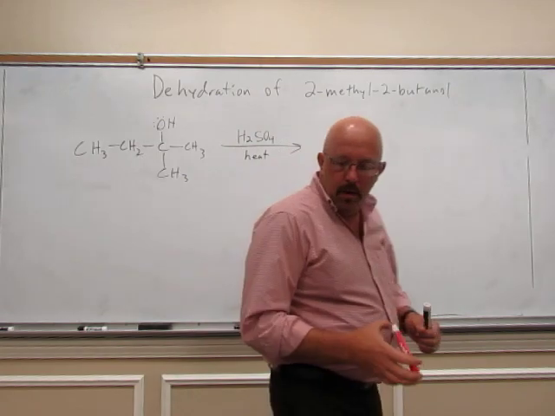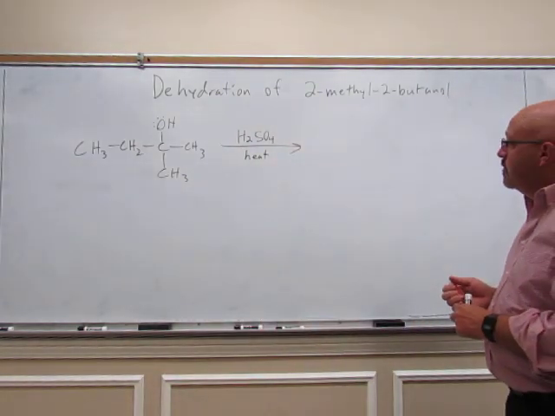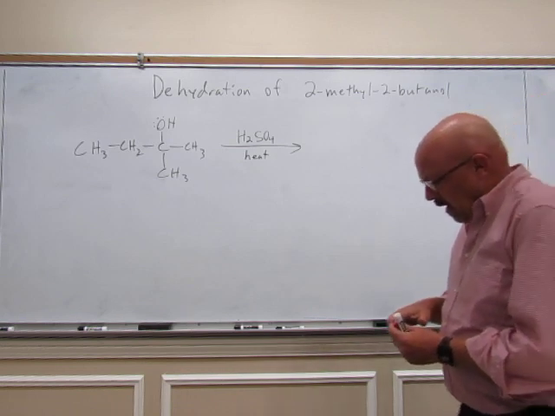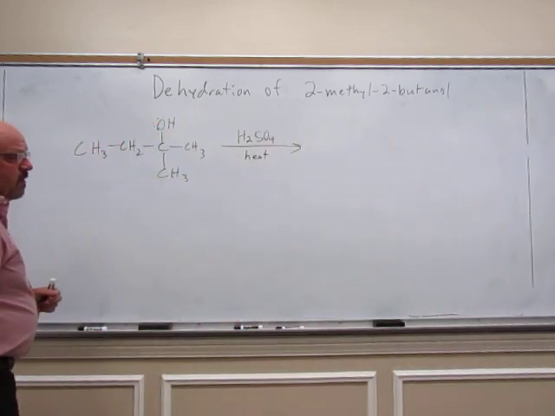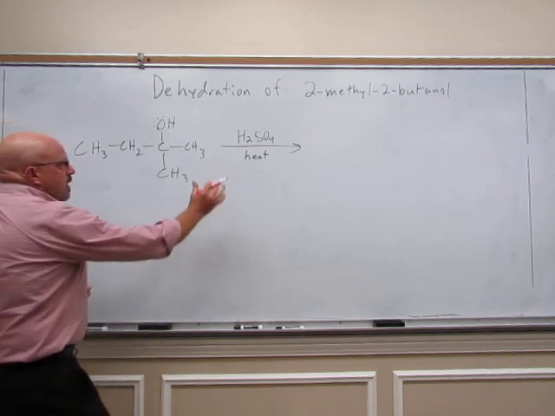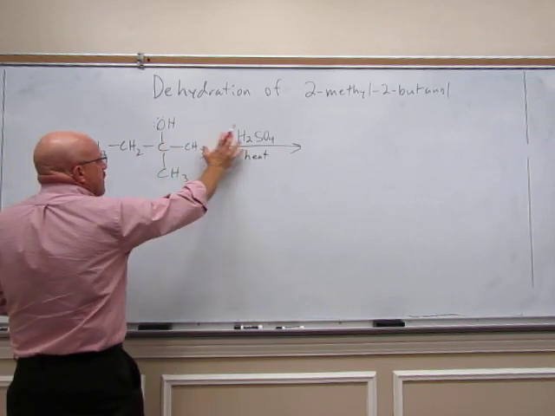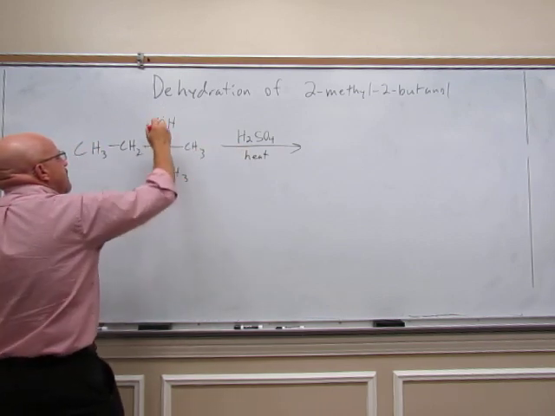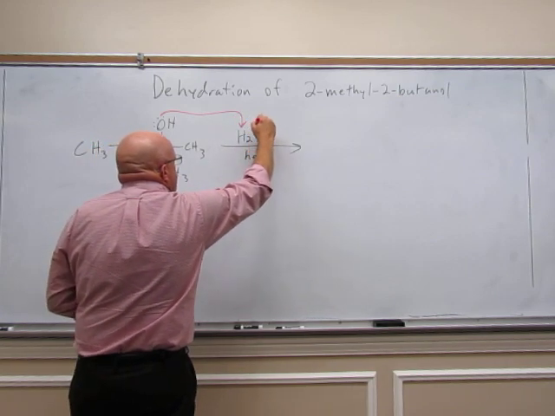This week in lab we are doing the dehydration of 2-methyl-2-butanol. Let's take a look at our mechanism for the reaction. First step of the mechanism, anytime we see a strong acid, look for something to protonate. What do we have that can go and get the proton off of the strong acid? It's the lone pair on the oxygen.